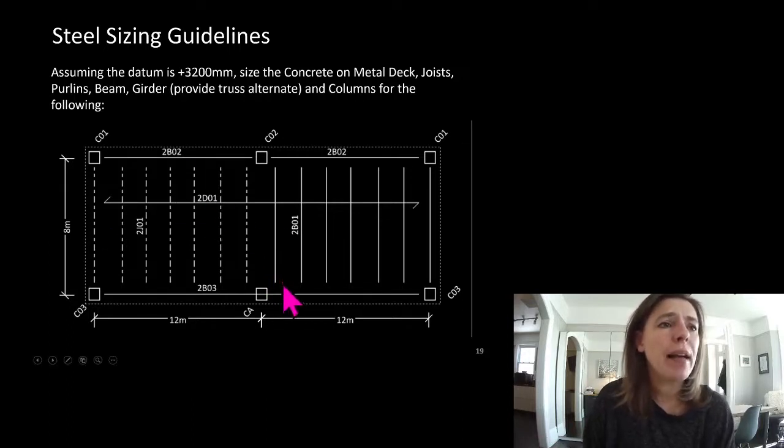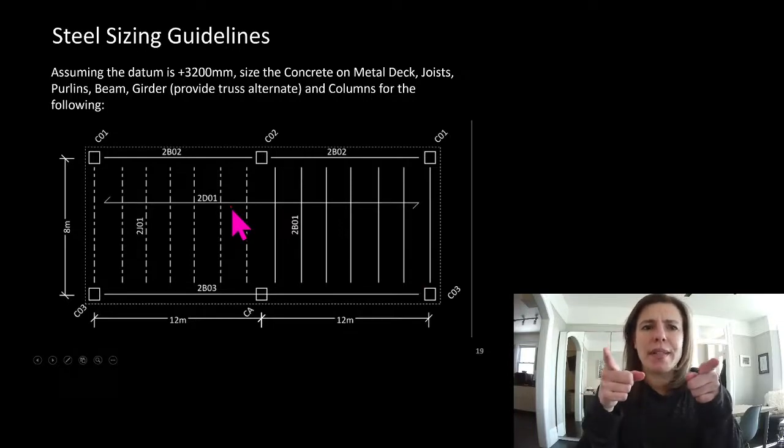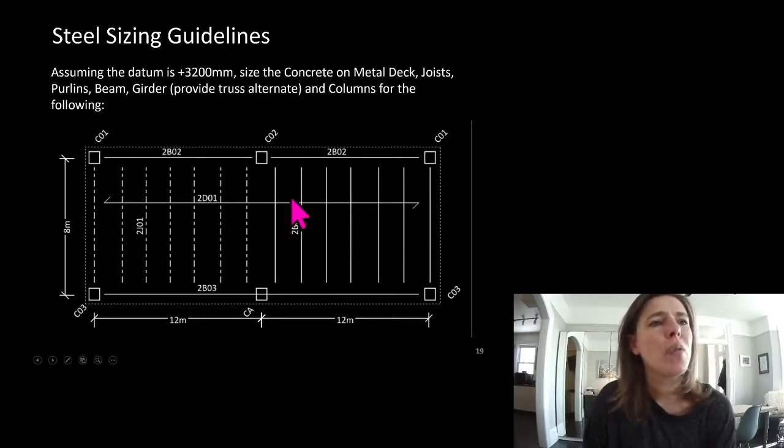So it looks like they switched from joists to beams here. So we have 2B01. Well, look, doesn't it look like there's a lot of these beams picking up the deck, basically doing the same job my fingers were? Well, that means these are probably purlins here.